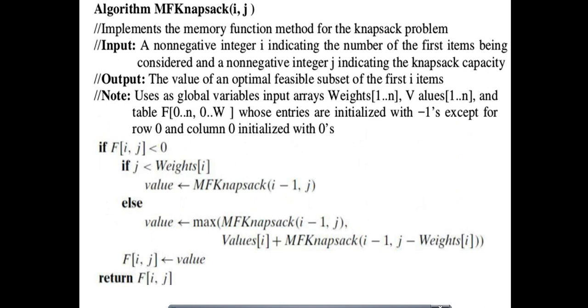Now the algorithm of knapsack. Input, what will you write as input? Non-negative integer I indicating the number of first items, and non-negative integer j indicating knapsack capacity, that is capital W. At first we have written capital W, and for the 5 columns we have written 0, 1, 2, 3, 4, 5, that is j, and the output is the optimal feasible subset, that is 37 we have got. Okay, and note means they are already given.